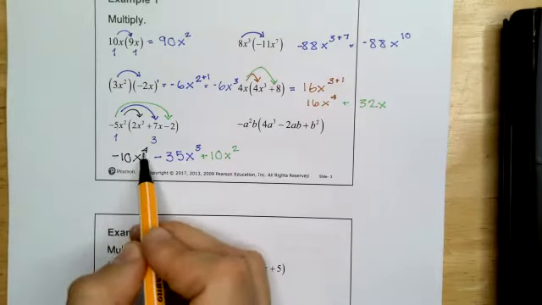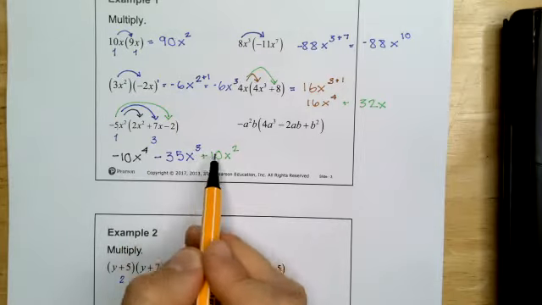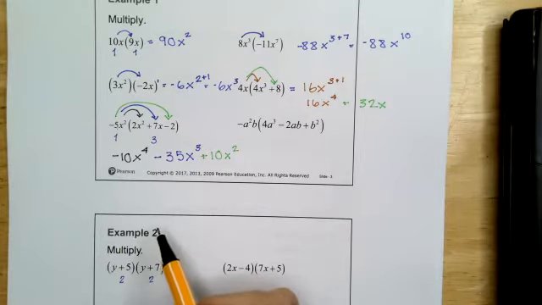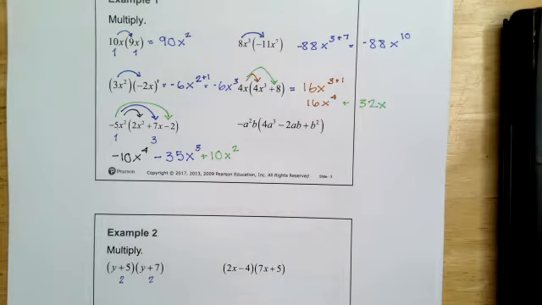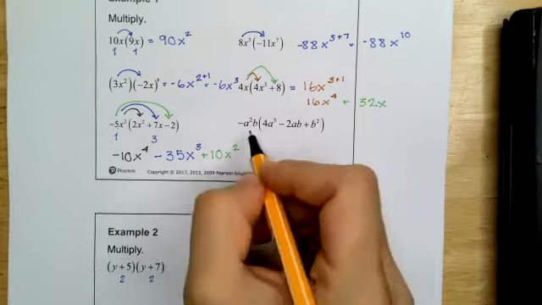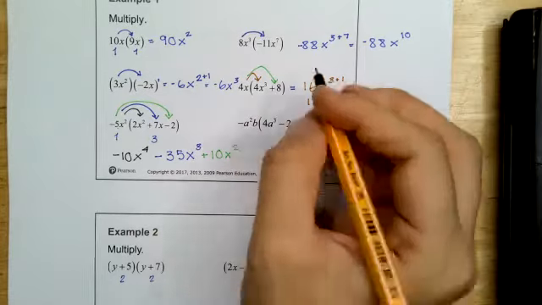These are not like, because this is raised to the 4th power, this is raised to the 3rd power, and this is raised to the 2nd power. So they're all unique. Good. All right. Next one, another monomial multiplied by a trinomial.